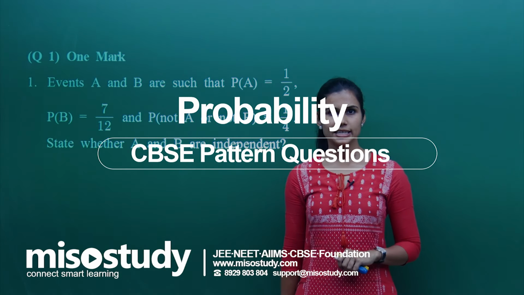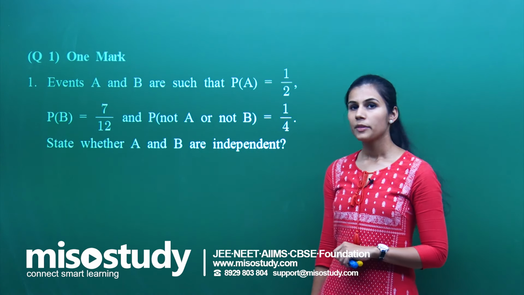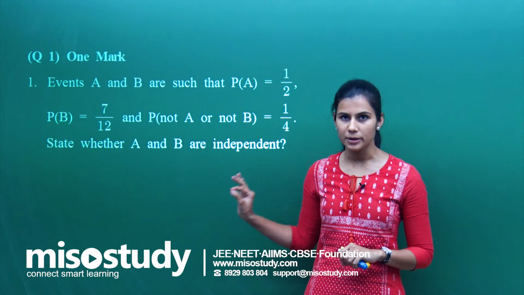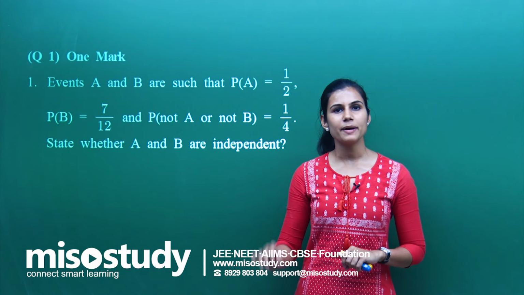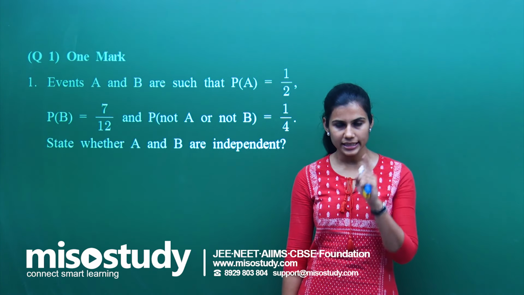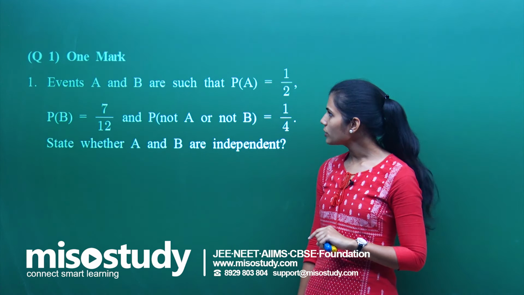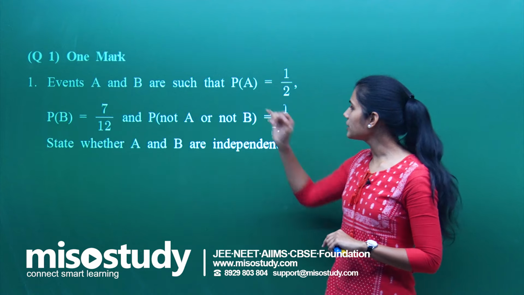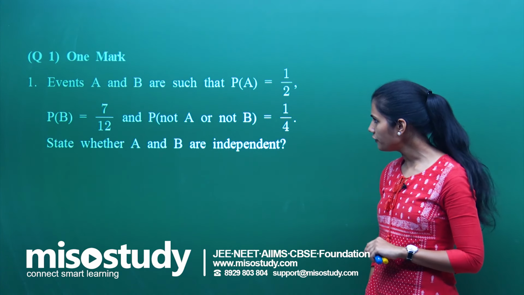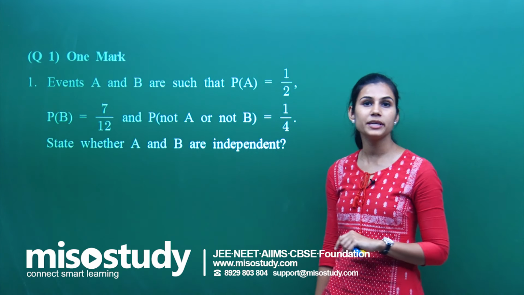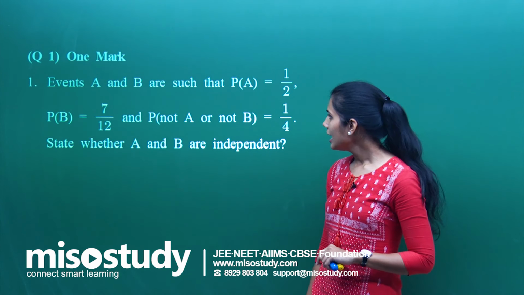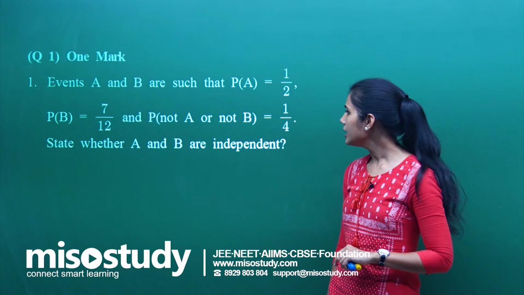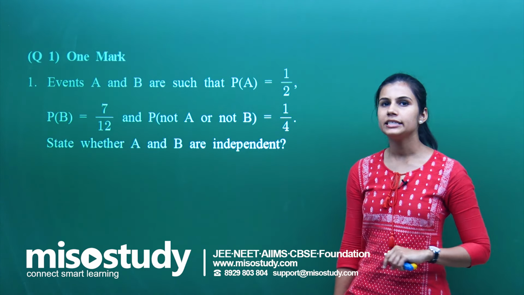Here basically starts with the first question. What happens to be my first question? The first question in here is for 1 mark. We are discussing the CBSE pattern question exercises for probability, class 12th. The first question for 1 mark is giving us 2 events, event A and event B, such that the probability of occurrence of event A is half. Occurrence of event B has probability 7 by 12 and the probability of not A or not B is given to be 1 by 4. State whether A and B are independent or not.